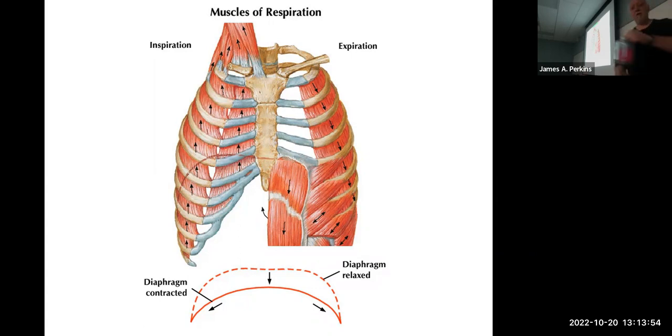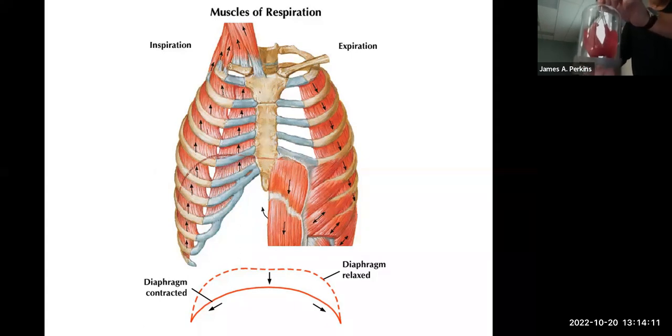So let me try to show this to the folks at home. Here's my little jar, with the little rubber diaphragm down here. When I pull down on it, let's see if you can see this or not. It makes the lungs expand just by decreasing the pressure in the thoracic cavity around them. Anyway, so that's fun.